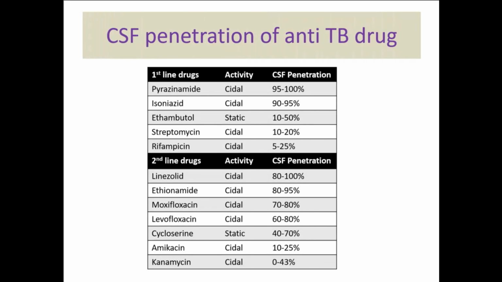CSF penetration of anti-TB drugs. First-line drugs. Pyrazinamide: cidal, 95 to 100%. Isoniazid: cidal, 90 to 95%. Ethambutol: static, 10 to 50%. Streptomycin: cidal, 10 to 20%. Rifampicin: cidal, 5 to 25%.